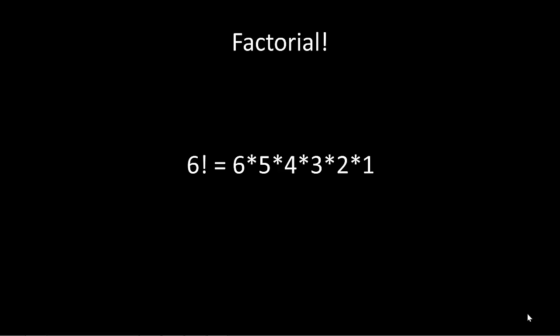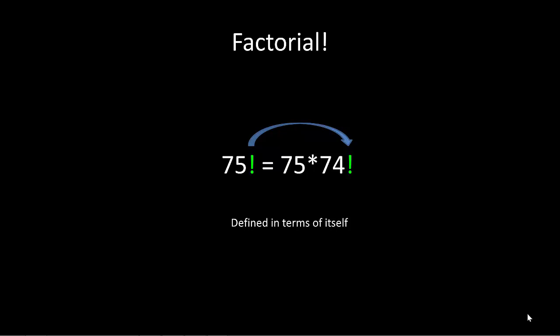So to begin with, we'll look at the factorial function, and if I were to ask you what is 6 factorial, you would probably say that that's the same thing as 6 times 5 times 4 times 3 times 2 times 1, and technically you would be correct. But what if I asked you what is 75 factorial? You would probably say that's the same thing as 75 times 74 times 73, all the way down to 1, and you would be right. But you could also say that 75 factorial is the same thing as 75 times 74 factorial. So notice that factorial can be defined in terms of itself.